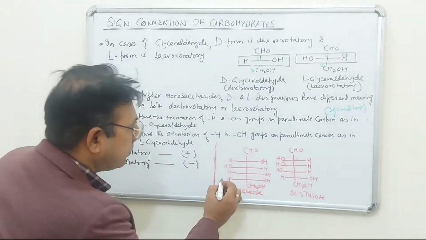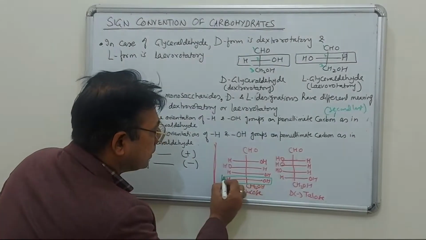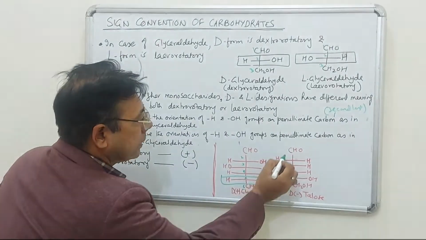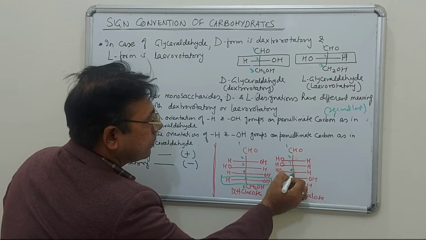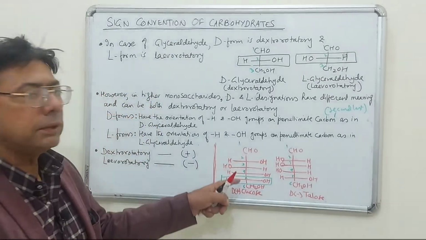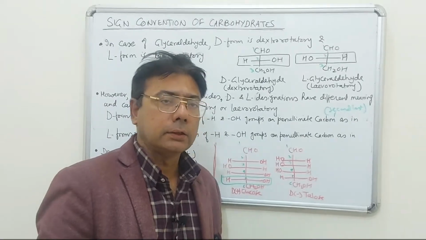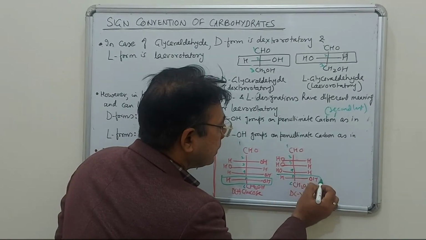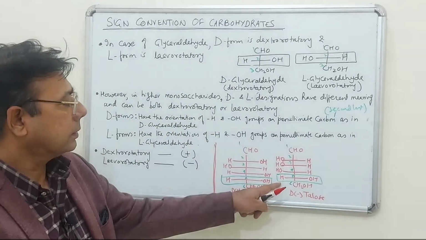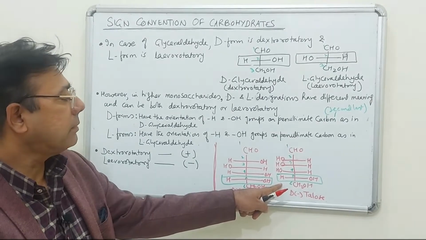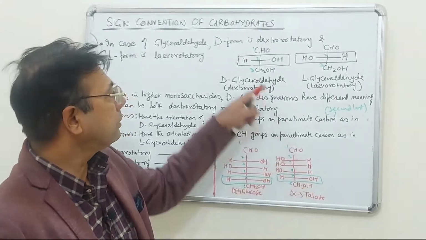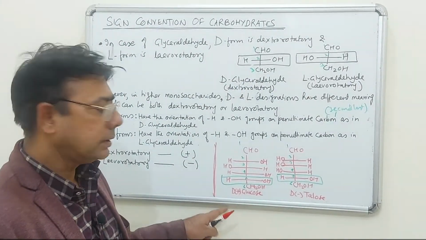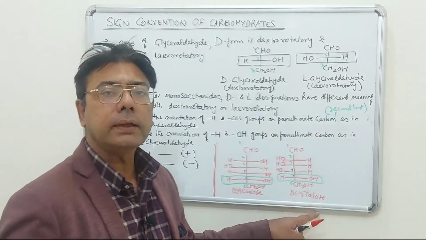So here we see that both these sugars have 1, 2, 3, 4, 5 and 6 carbons. So which one is the penultimate carbon? The second last, so the fifth carbon is the penultimate carbon. Here you see that in both these cases, the fifth carbon, the penultimate carbon, has the orientation of H and OH group similar to that of D-glyceraldehyde. That is why both these are designated as D sugars. This is D-glucose and this is D-talose.